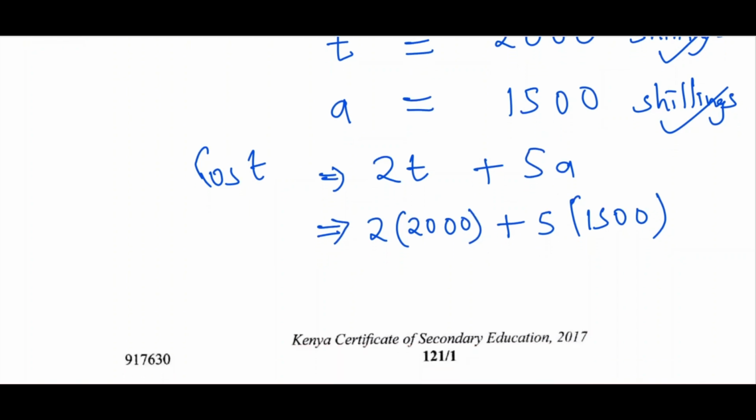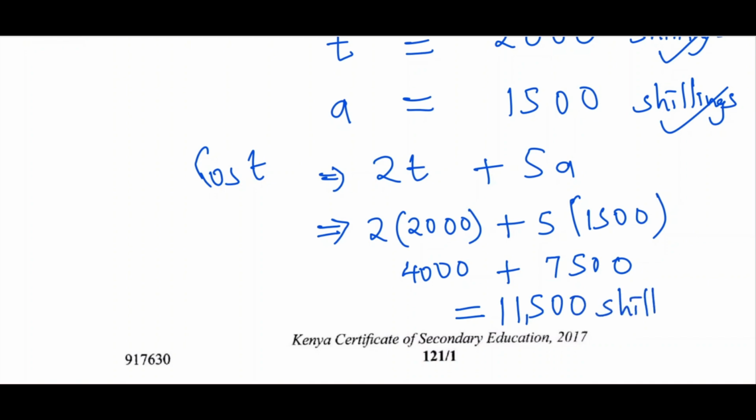2 times 2,000 is 4,000, plus 5 times 1,500 is 7,500 shillings. When we take 4,000 plus 7,500 shillings, we shall get 11,500 shillings, and this will be the cost of hiring 2 technicians and 5 artisans on that day.